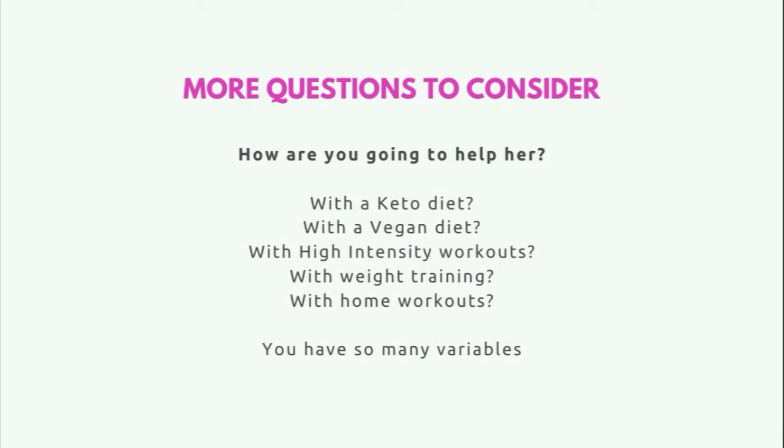More questions you need to consider. How are you going to help her? So this lady wants to lose weight. Perhaps you're going to supply her with a keto diet, or maybe she's vegan, so a vegan diet. Then there's high intensity workouts. Maybe you're going to help her with weight training, or maybe with home workouts. So when you consider this, you have so many variables.